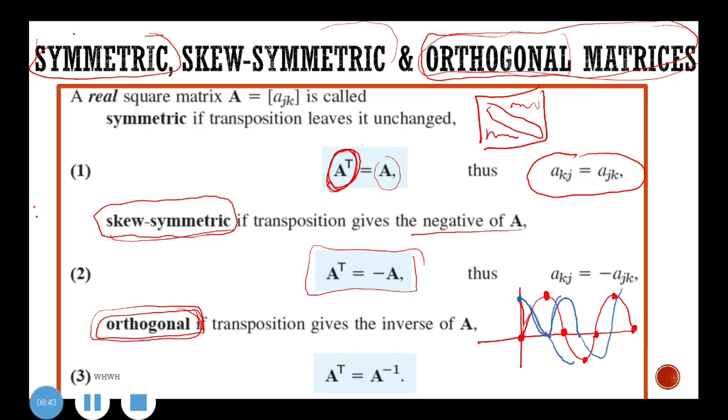Alright, so for these matrices, orthogonal if transposition give the inverse of A. Maknanya kalau you berjaya buktikan A transpose is equals to the inverse of A, then meaning that the matrix A is orthogonal.